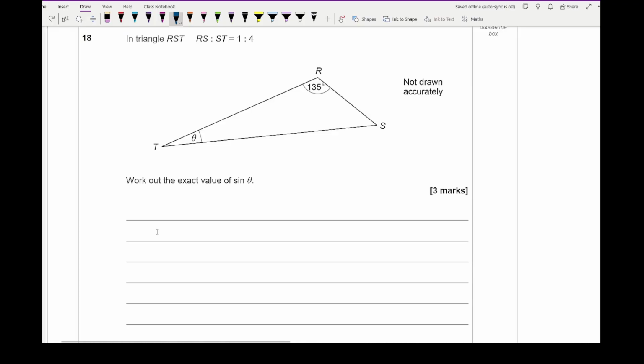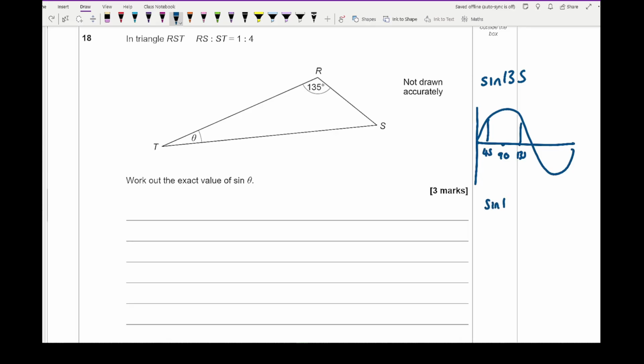Moving on to question 18, it says in the triangle RST, RS to ST is in the ratio of 1 to 4. Work out the exact value of sine theta. Now, in terms of this, although sine of 135, if we look at the sine graph, this is 90, sine of 135 is the same as sine 45.